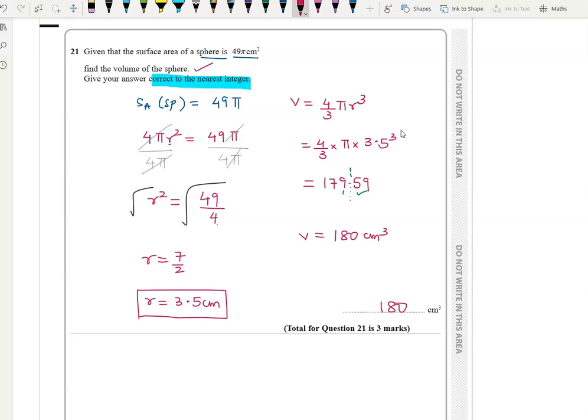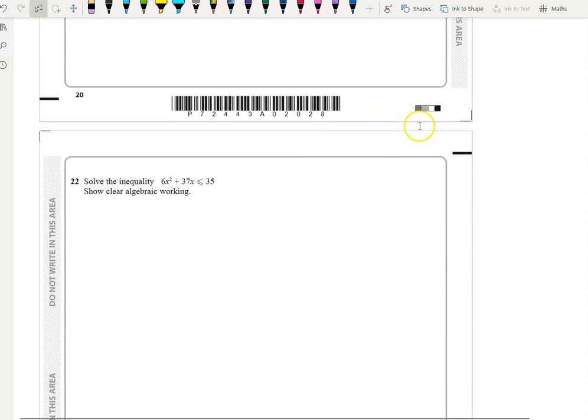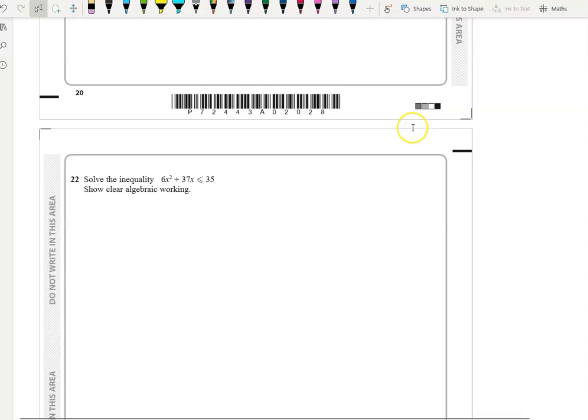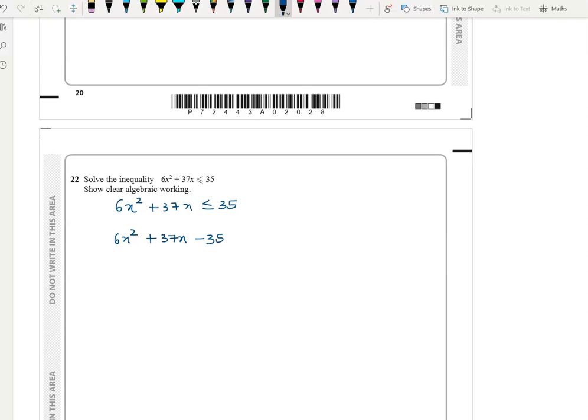Next one, question number 22. Solve the inequality 6x square plus 37x less than or equal to 35. So we have a quadratic inequality 6x square plus 37x less than or equal to 35. Step 1, subtract 35 on both sides, so we get 6x square plus 37x. 35 moves to the left, it will become negative 35, less than or equal to 0. So your full function should be less than or equal to 0.